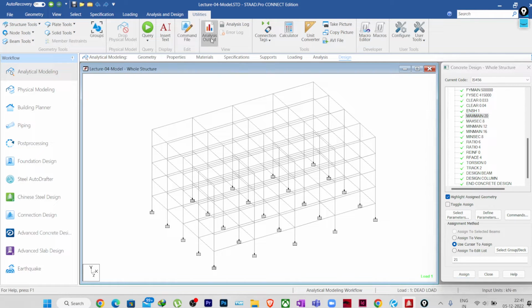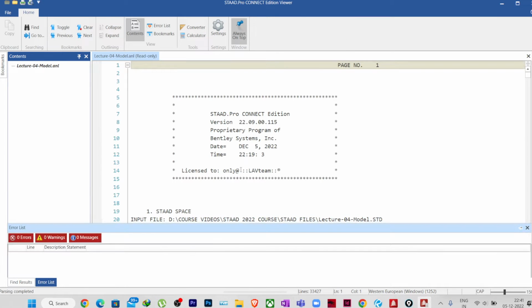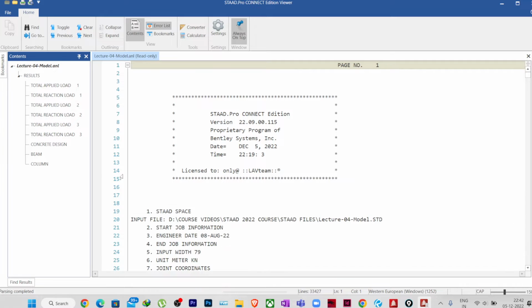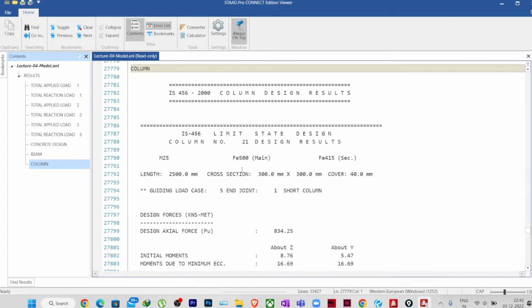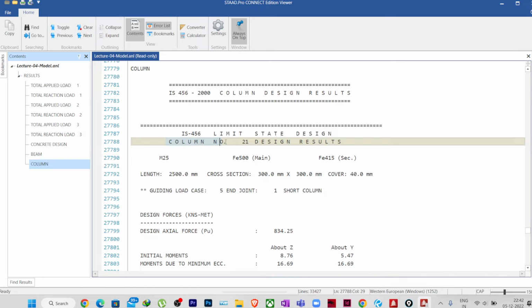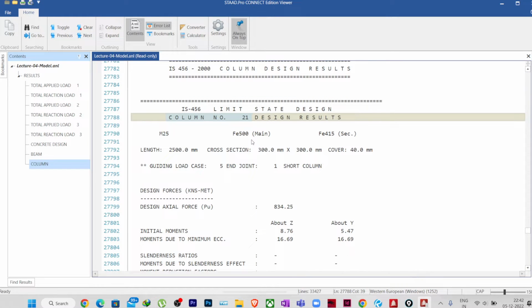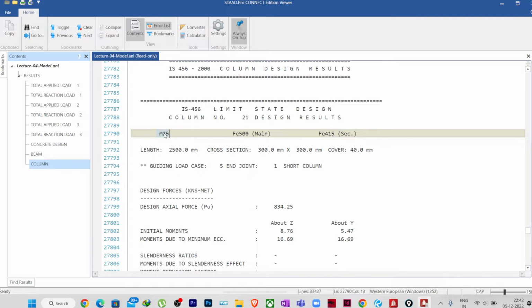So first of all, I will open the analysis output from utilities. The structure is already analyzed and designed, so I will go to analysis output. So here you can see the analysis output, and I'll directly go to the column design. So I'll just click on this column design, and here let's begin with this first column. So here the first column is the column number 21. So what are the data that are given? The grade of concrete as usual, which was given for the beam also. These are the inputs that we have given. Fe 500 grade for the main reinforcement and Fe 415 for the stirrups that we have assigned, right?